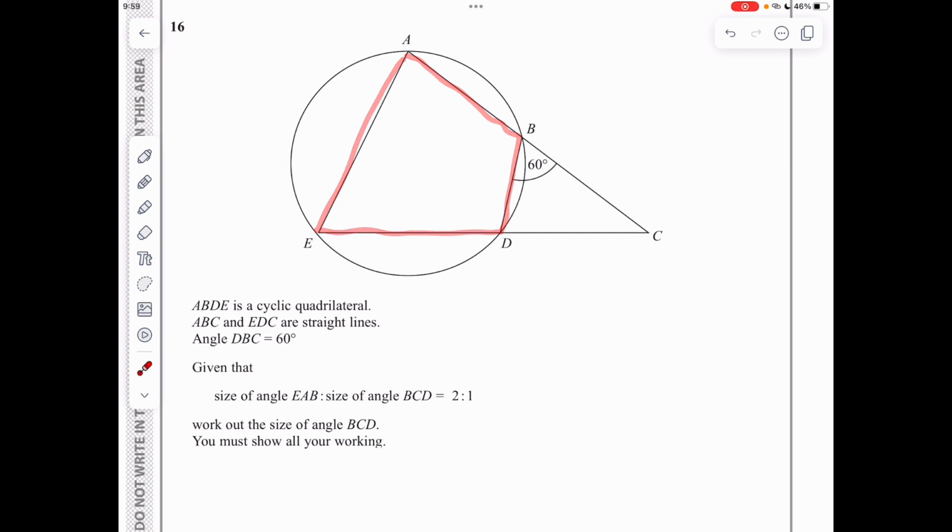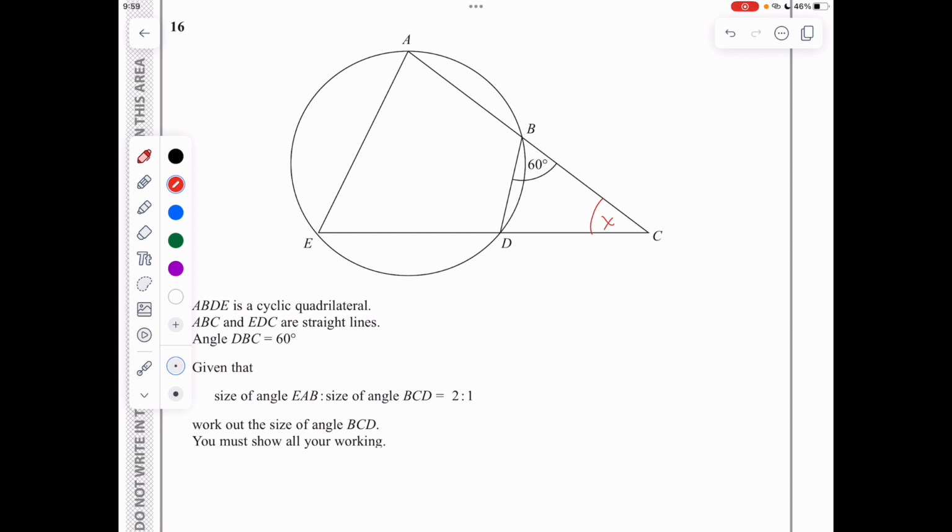In 16, we have this cyclic quadrilateral ABDE. We have the angle here being 60 degrees. We are told that the size of angle EAB to BCD is 2 to 1, and we need to work out the size of the angle BCD. It's the angle here. I will start by calling this x, and we need to show all the working.